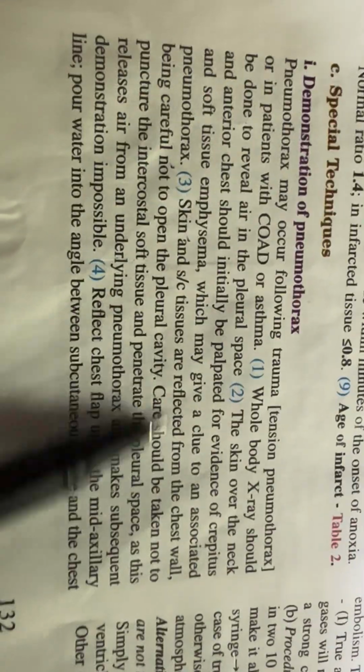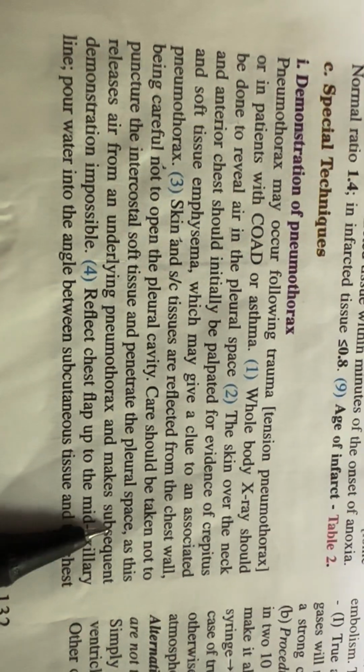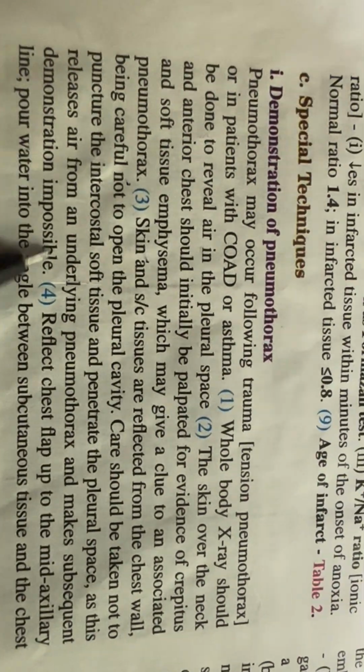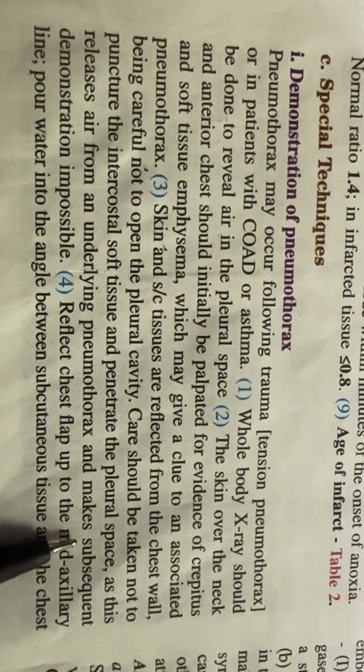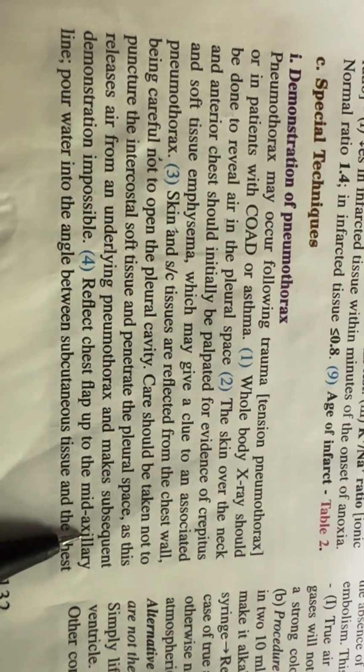Care should be taken not to puncture the intercostal muscles and soft tissues or penetrate the pleural space, as this releases air from an underlying pneumothorax and makes subsequent demonstration impossible. Reflect a chest flap up to the mid-axillary line.